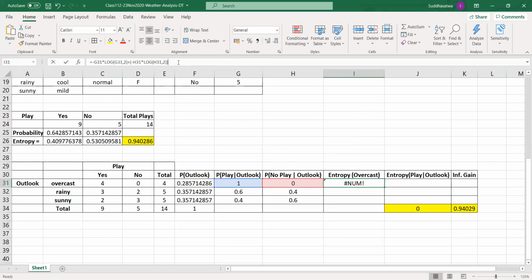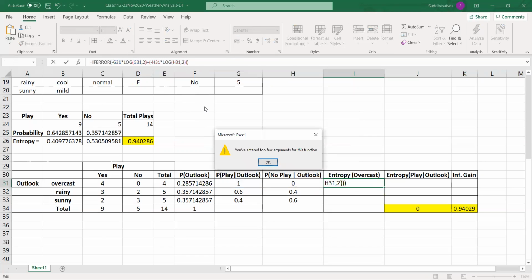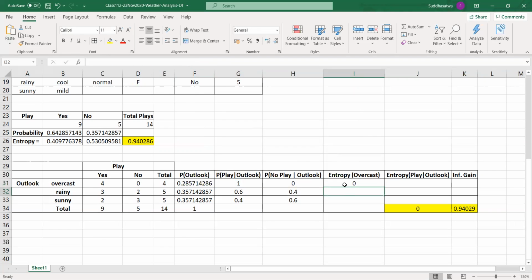Why is that not making the calculations? Yeah, log 0 is infinity. So let me use another function in Excel, and hopefully this should solve my problem. If error, then 0. Yes, I think this is the correct way to represent it. I have done the right thing, right?